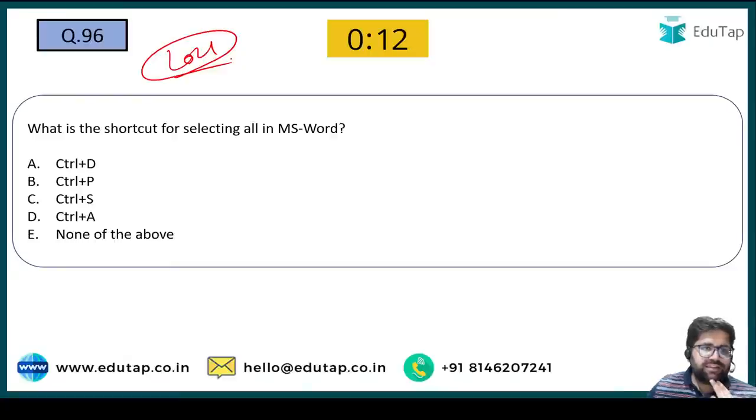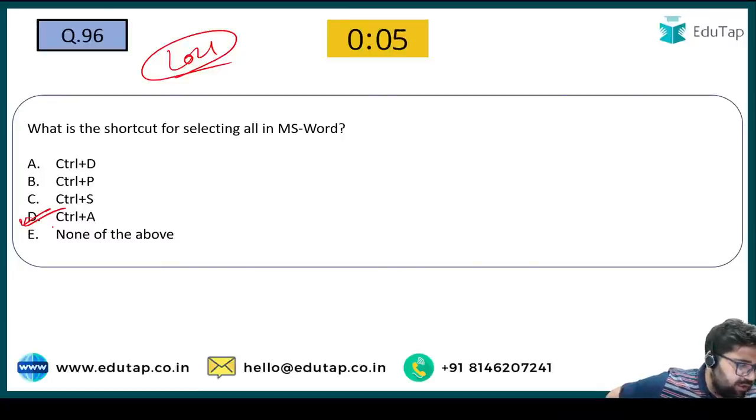Question number, yes, this is easy. That is Control plus A. Can someone also let me know what is the function of Control plus S? What is the function of Control plus S?